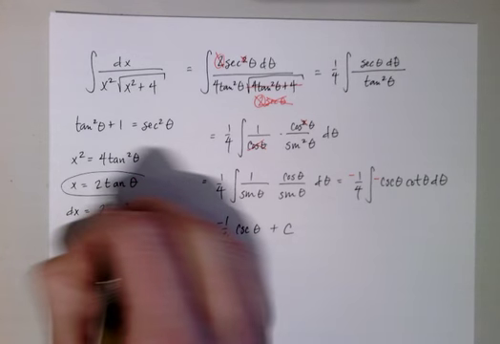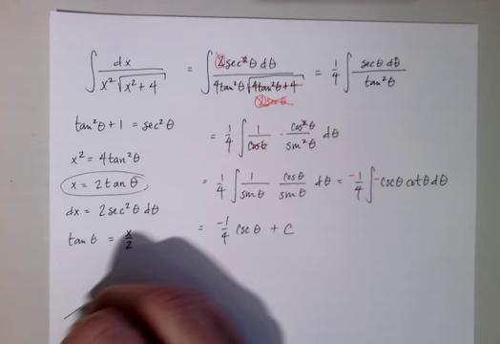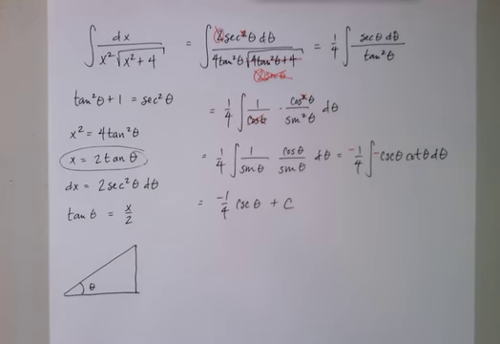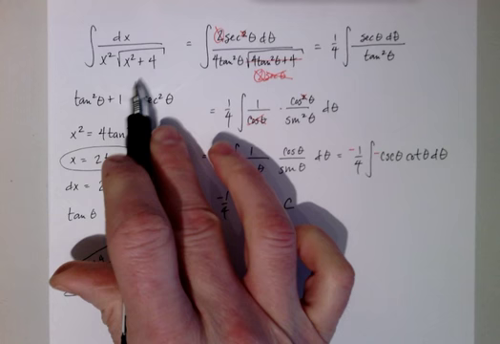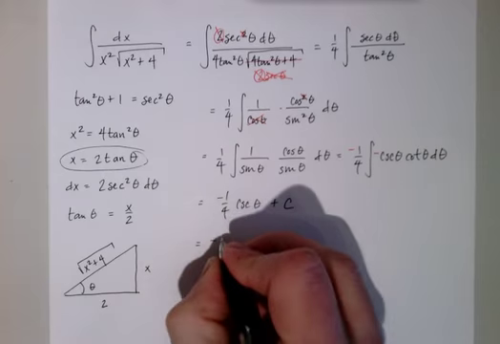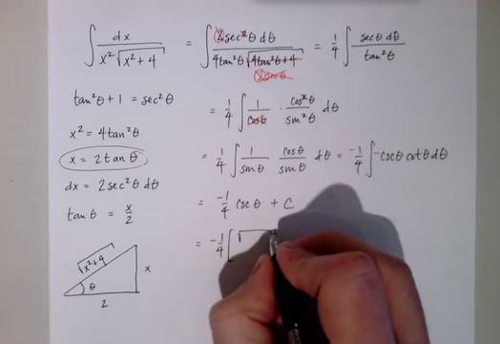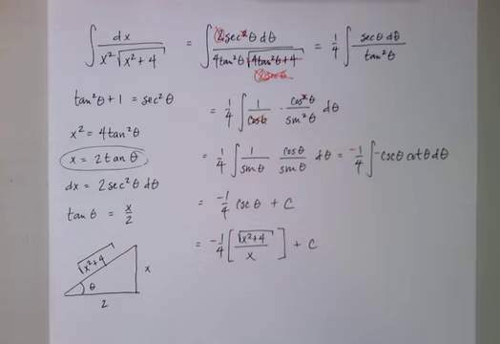Let's go ahead and take this relationship right here, transform it into tangent theta is equal to x over 2. That is going to help me draw my triangle, and I know that if that's theta, x over 2 is the opposite over the adjacent. That makes this x squared plus 4. Does that look familiar? It should, okay? And therefore I know that negative 1/4, now cosecant is the reciprocal of sine, so it's the hypotenuse over the adjacent, and I'm left with x squared plus 4 over x plus c. That right there is my integral.